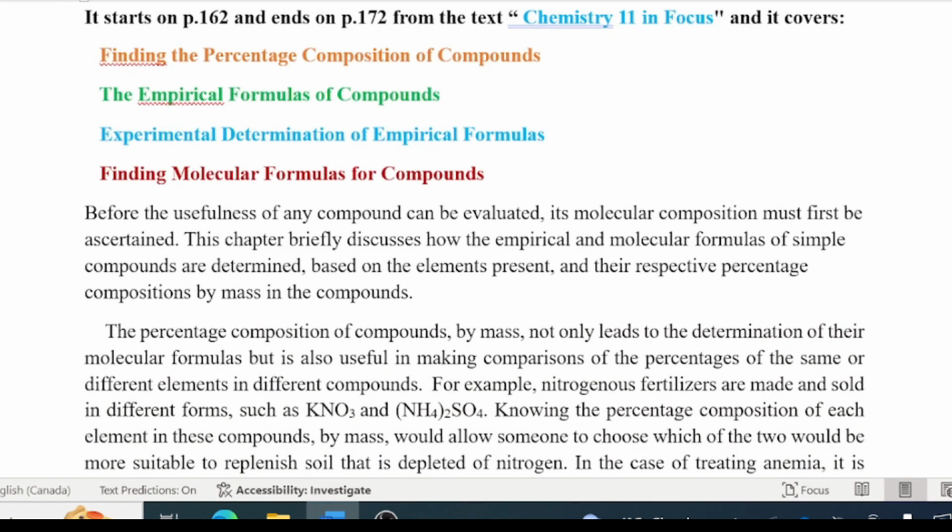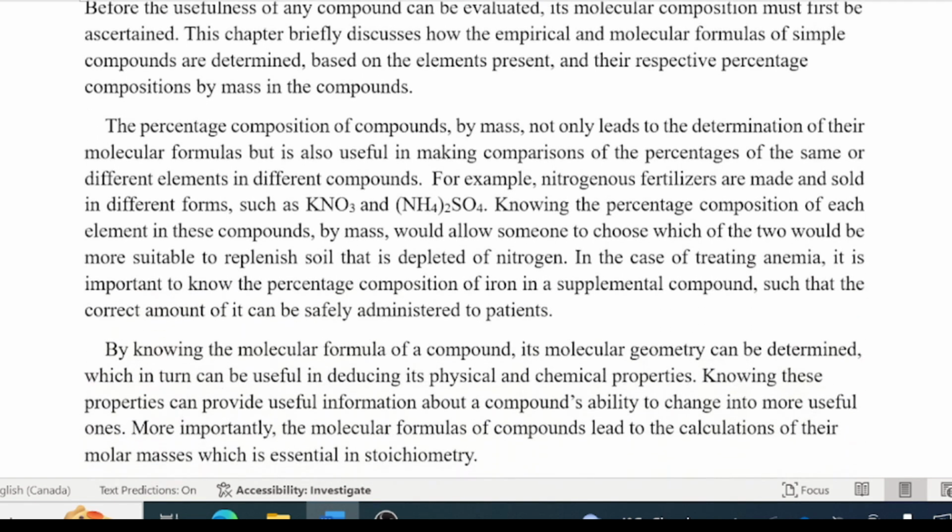Before the usefulness of any compound can be evaluated, its molecular composition must first be ascertained. This chapter discusses how the empirical and molecular formulas of simple compounds are determined based on the elements present and their respective percentage compositions by mass in the compounds. The percentage composition of compounds by mass not only leads to the determination of their molecular formulas, but it is also useful in making comparisons of the percentages of the same or different elements in different compounds.